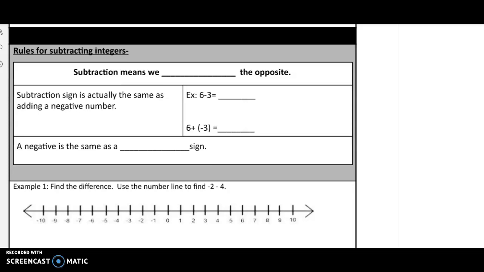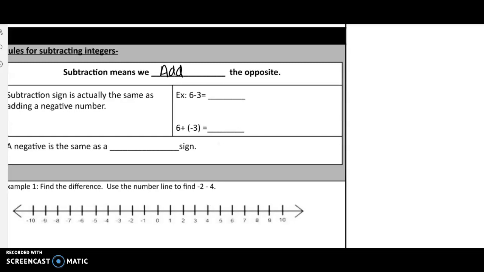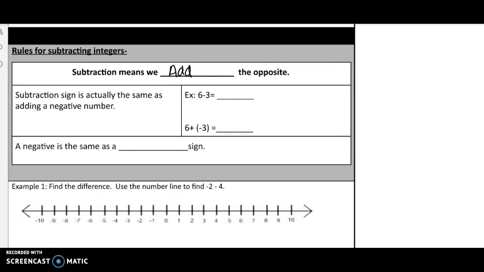Okay, so the rules for subtracting integers, which means subtracting positive or negative whole numbers, is actually pretty simple. Subtraction actually means that we just add the opposite. And so a subtraction sign is usually the same as adding a negative number. So for example, we have 6 minus 3, and 6 minus 3 is pretty simple, it's just 3.